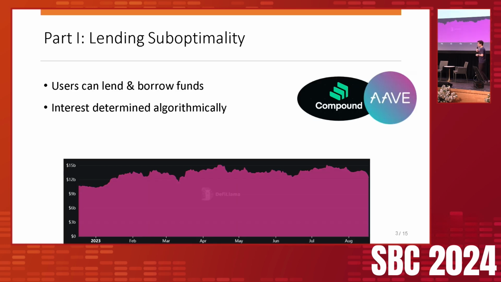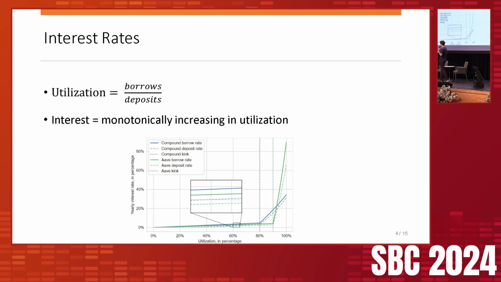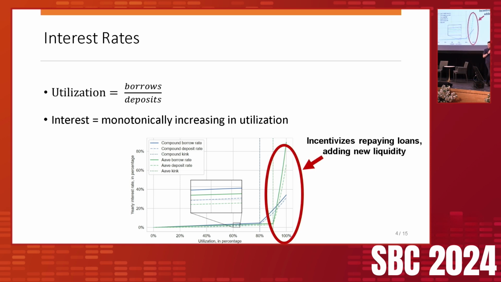So let's start with the first primitive, lending pools. To set their interest rates for both lenders and borrowers, lending pools such as Compound and Aave use a metric they call the utilization. It's a fraction which is defined as the amount of funds borrowed out over the amount of funds deposited in a pool. Interest rates are monotonically increasing in the utilization.